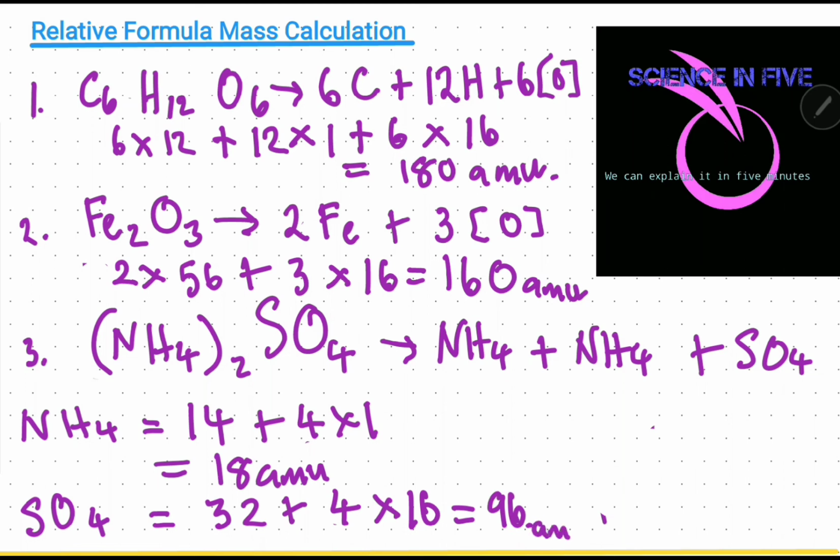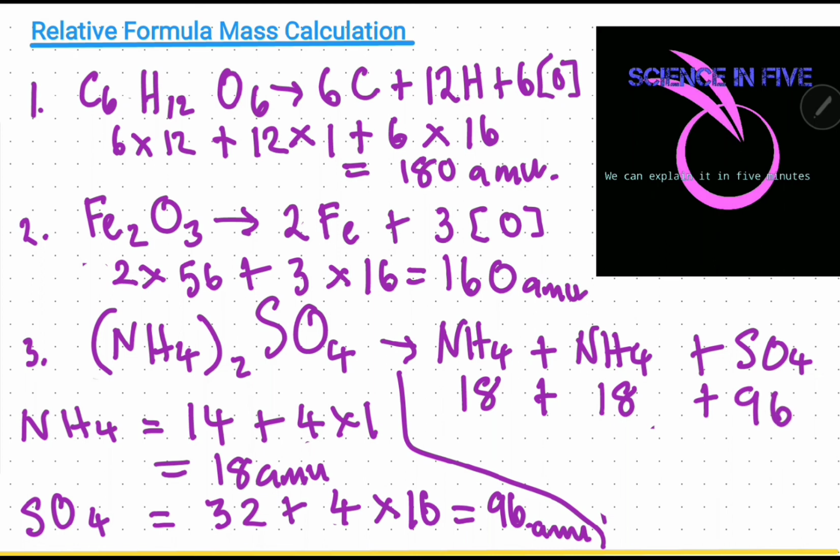Back to the sum there, at the top now. The NH4 is 18. Another NH4 is 18. The SO4 is 96. So all I have to do now is, on my calculator, add the 18 plus 18 plus 96. Or I can say 18 times 2 plus 96. This gives me 132 atomic mass units.